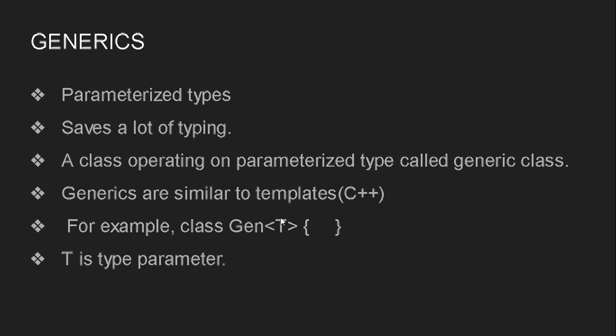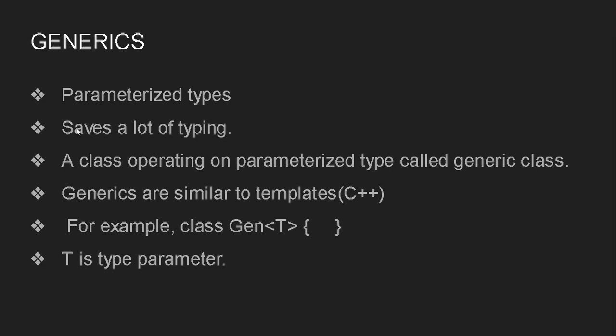Then we are closing this bracket. This T is the type parameter or parameterized type, and it can be replaced with anything else. It can be replaced with String, Integer, or Boolean. It can be replaced with Runnable also, or Thread also. There is no limit to what this T can be replaced with. Because of this reason it saves a lot of typing.